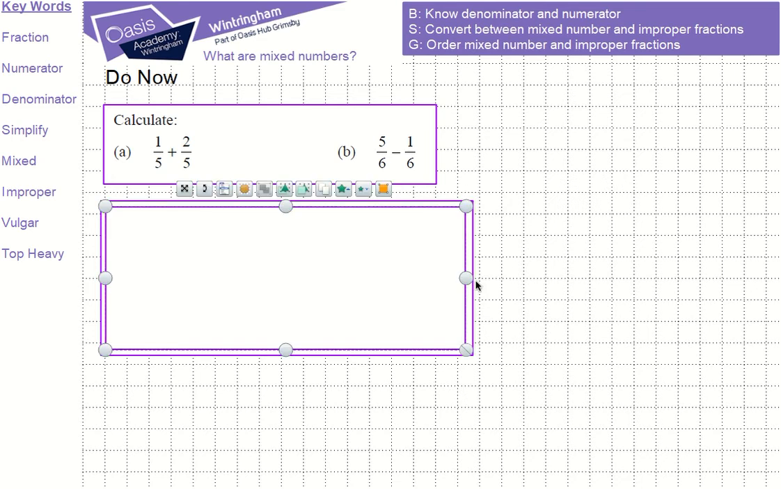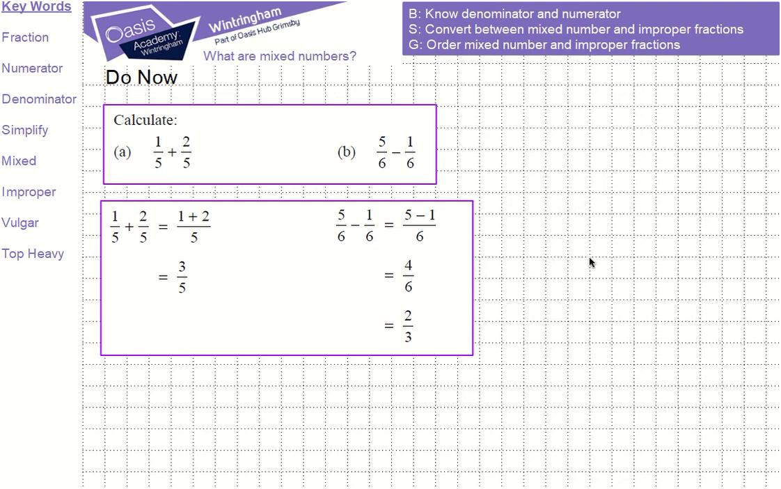Okay, so I'm just going to delete this box. There's going to be some working out. And for the first question, we've got a fifth plus 2/5, which we've got written down here. And 1 plus 2, because the denominator is the same, they've both got a 5. So we can add these straight away and get 3/5.